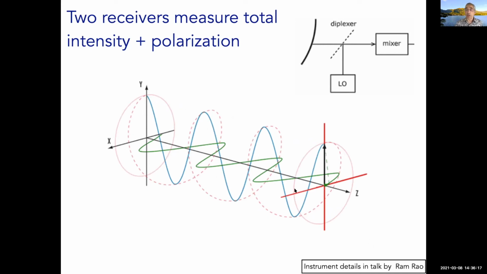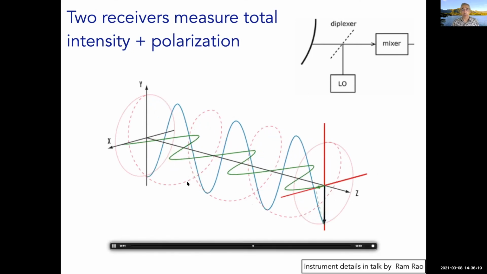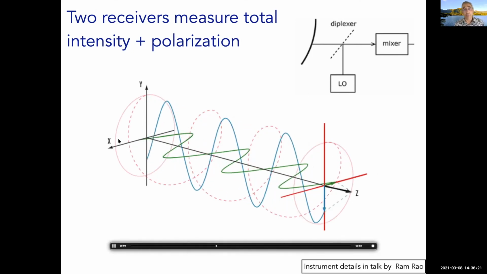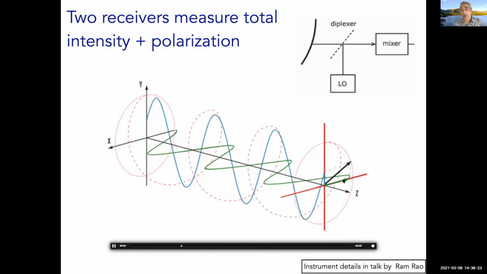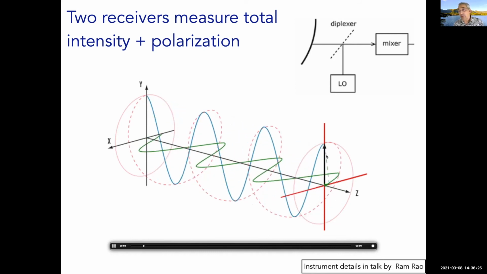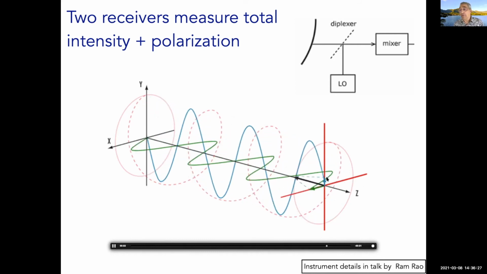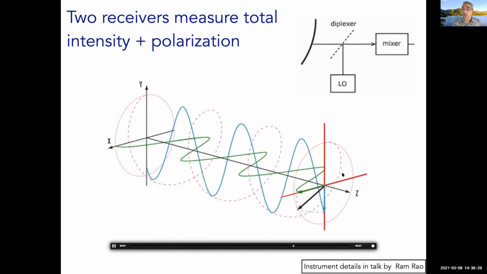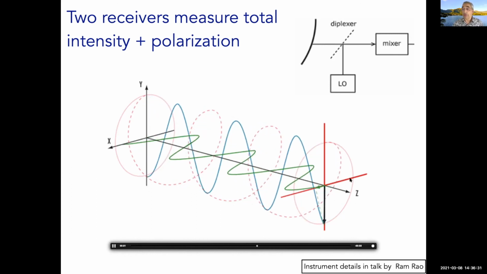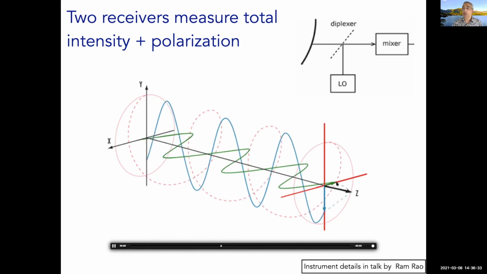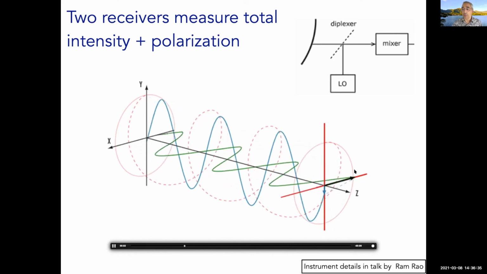Again, there'll be more details about this. But the idea is that a polarized signal creates an oscillating electric field in both antennas, and the direction and strength of the field in these antennas can be used to measure the degree of polarization and the angle of polarization.